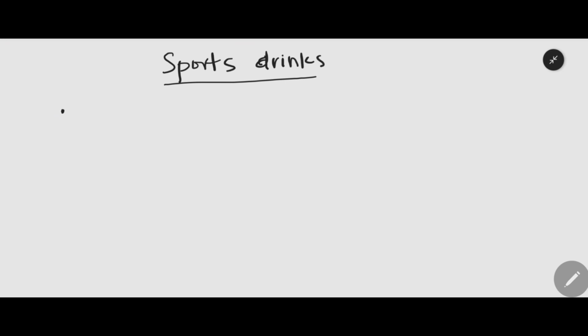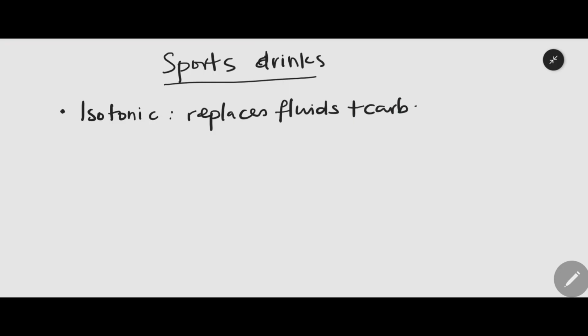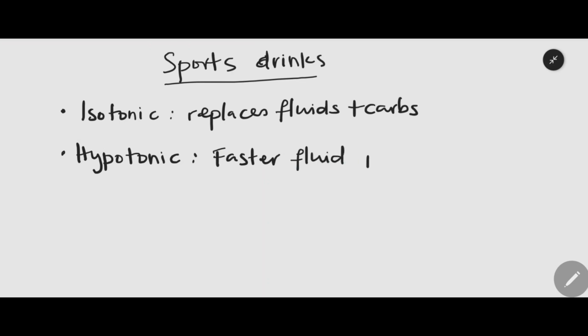And these are just some easy, straightforward definitions you need to know. So when you hear isotonic, that means it replaces fluids plus carbs during and after moderate to long exercise sessions. When you hear hypotonic, that means it helps with faster fluid replacement. So it has less sugar than isotonic.